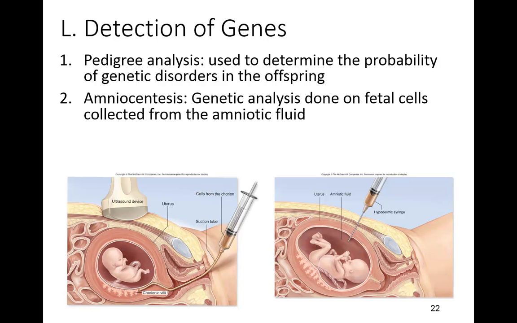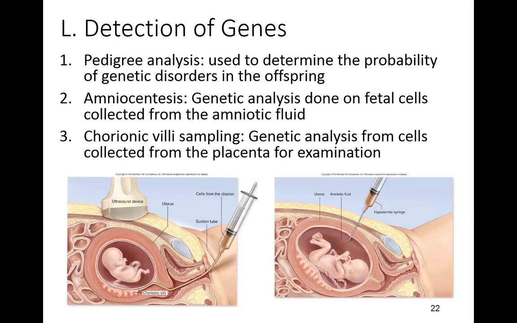A couple of invasive procedures: an amniocentesis is done on fetal cells collected from the amniotic fluid. So they pull some amniotic fluid out, they look at the cells. Some of those cells belong to the baby or the growing fetus, and they do a DNA analysis on them. Chorionic villi sampling is a little bit more invasive, and that's where they collect cells from the placenta and then do a DNA analysis on those. So once they have that DNA, then they can screen for certain genetic diseases or whatever they want, really.